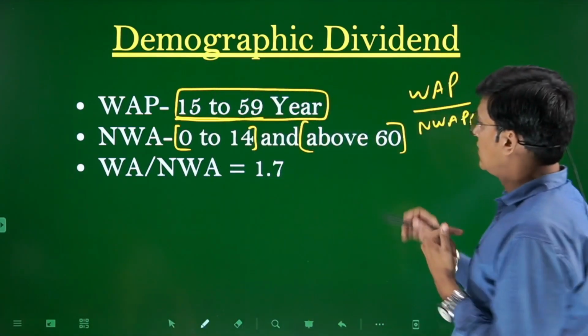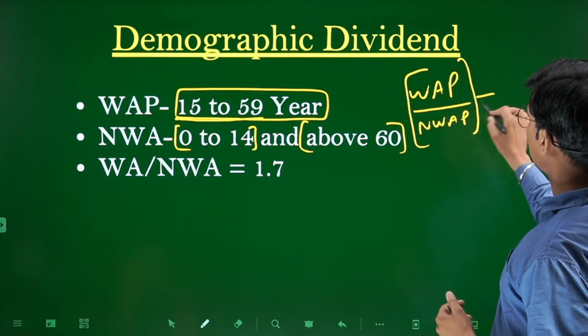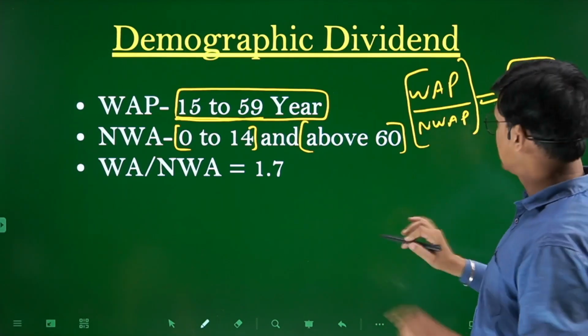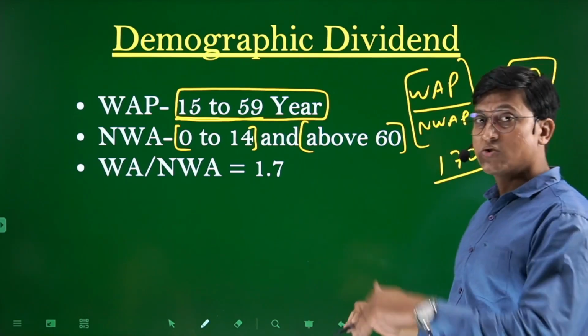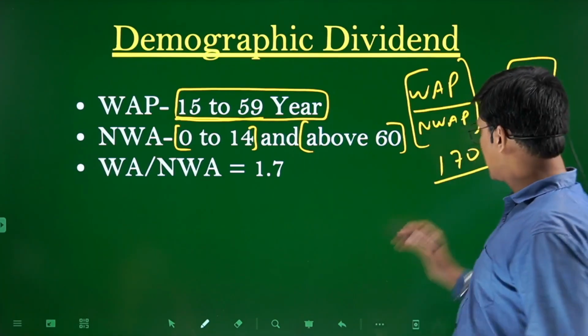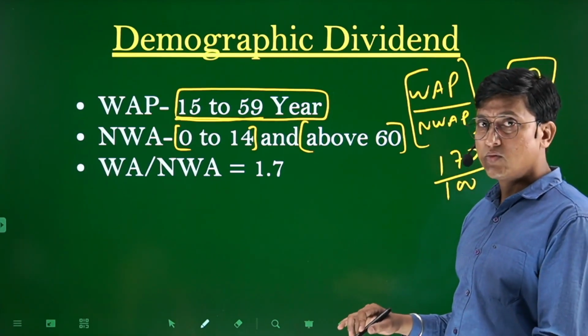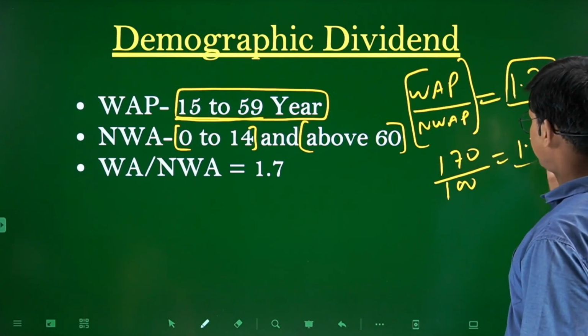Now, the ratio of working age population to non-working age population in India is 1.7. What does that mean? It means that if there are 170 people belonging to the working age population category, then there are only 100 people related to the non-working age population. That is why the answer is 1.7, right?